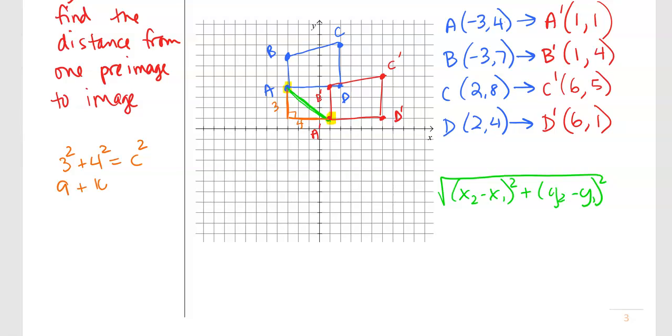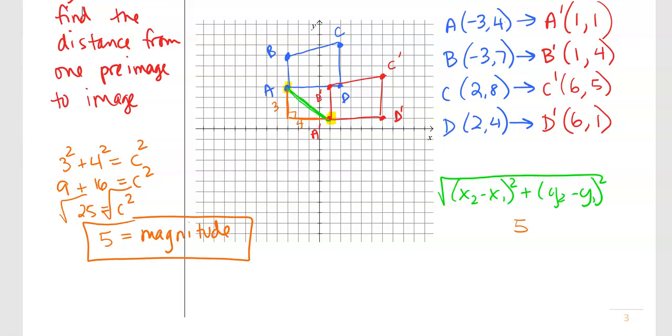So 9 plus 16 equals c squared. So I've got 25 equals c squared, and then when you come through here and square root, you get 5. I would have still gotten 5 over here if I would have done distance formula. So the magnitude is 5. So I'm going to add here 5 equals magnitude. Okay, so if you want to do distance formula, that's fine. But if you're already working on a graph, you might just switch over to Pythagorean theorem.